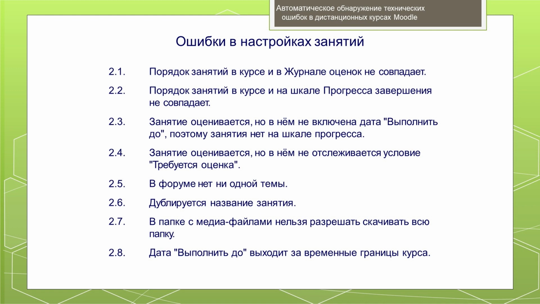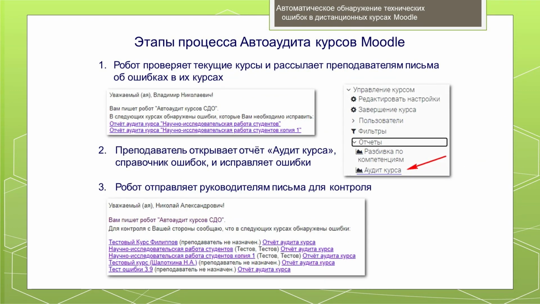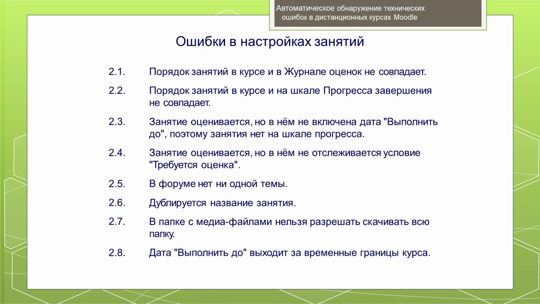On this slide you can see various types of errors in class settings, and I will tell you about errors 1.1 and 1.2. First, in the logbook of science, the classes are not aligned. We have developed automatic search for this error because students have problems if they see a different sequence of the courses in the logbook, and that's where the student sends a request to the technical support because of this.